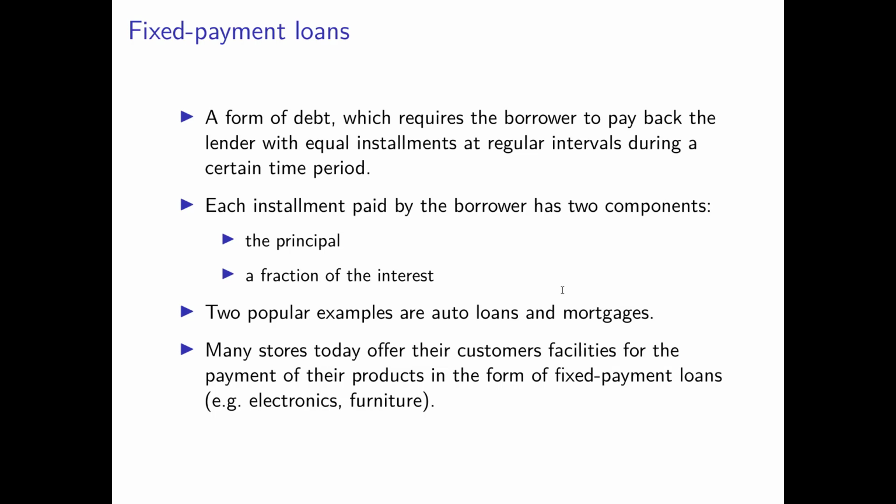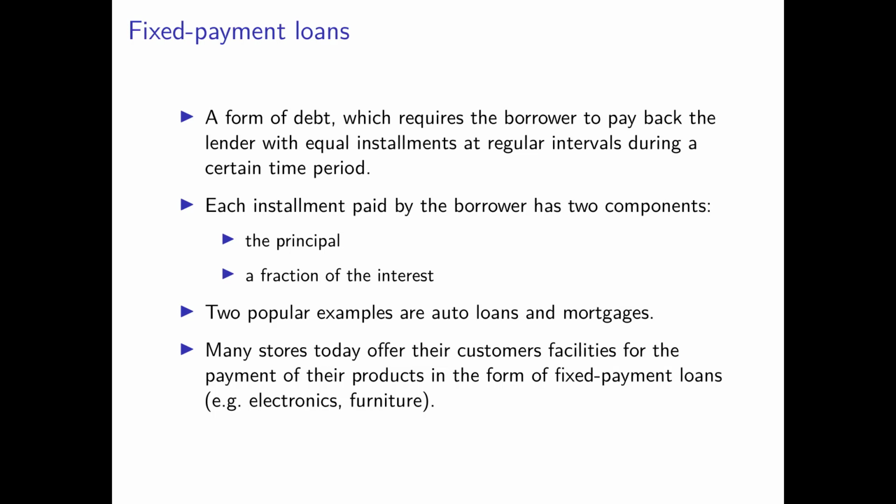If you want to purchase an expensive piece of equipment, maybe expensive furniture, or you need a laptop, you can actually purchase that laptop as a fixed payment loan, in the sense that you will pay back the store with equal installments. Now, each installment that the borrower pays has two components. One of the components of each installment is the principal, and also a fraction of the interest that you are going to end up paying.